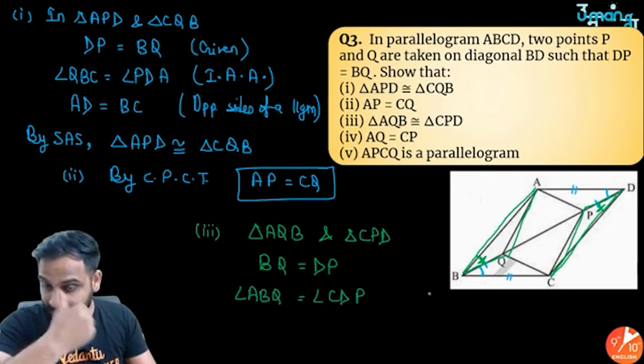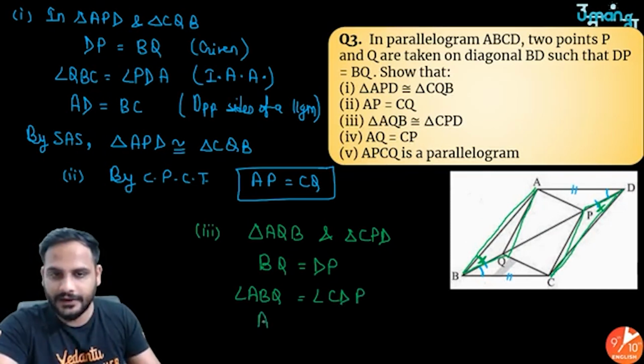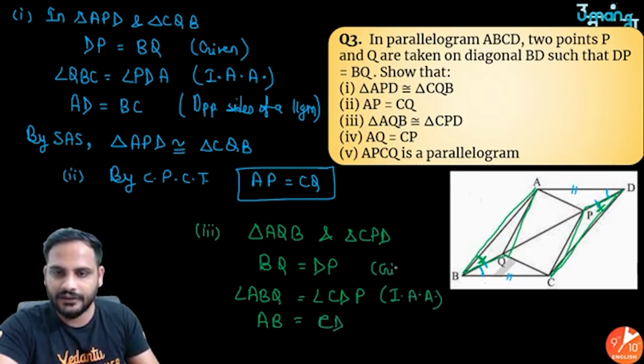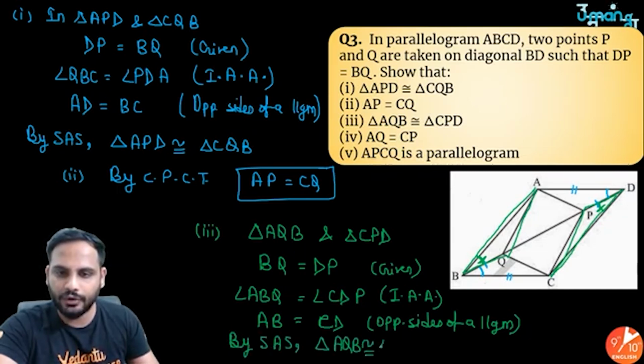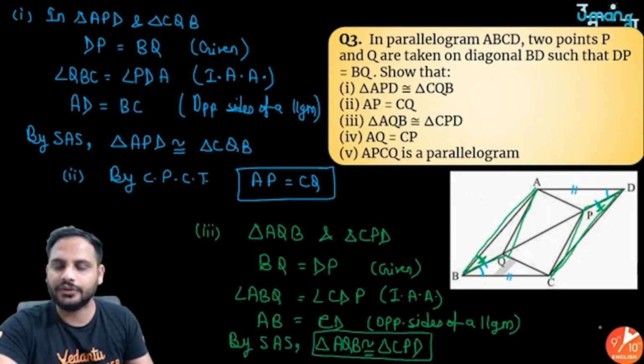And at the end, I can say the side AB is equal to the side CD. So here the reason is interior alternate angle. First part is given already, and I can say AB is equal to CD because again opposite sides of a parallelogram. Same thing we have told. So I can say by side angle side rule, triangle AQB is congruent to triangle CPD. Both the triangles are congruent.